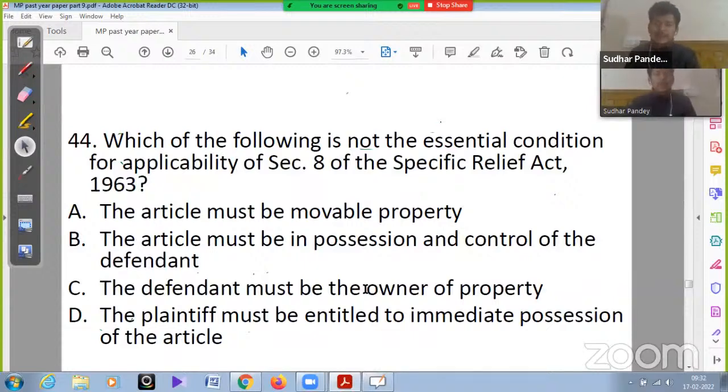Now, those who have attended the previous classes when I was discussing the 2019 phase 2 question paper, there I have discussed section 8 of SRA in detail. So if you remember that particular provision, section 8, you will be able to answer. Question number 44, its correct answer is that it is not always necessary that the defendant must be the owner of property. So its correct answer will be C for Calcutta. Question number 44, its correct answer is C.